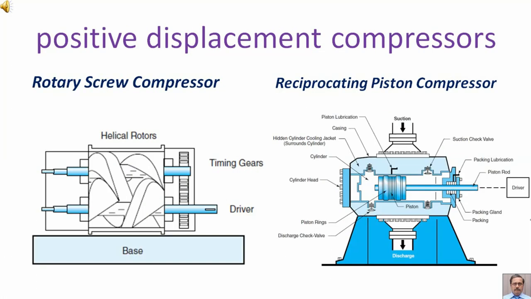In the previous slide, we have talked about positive displacement compressors. Here we are showing a rotary screw compressor and another is reciprocating piston compressor. Both are examples of positive displacement compressors.